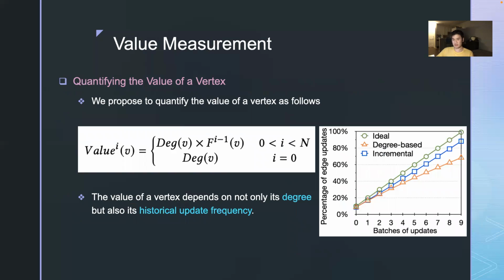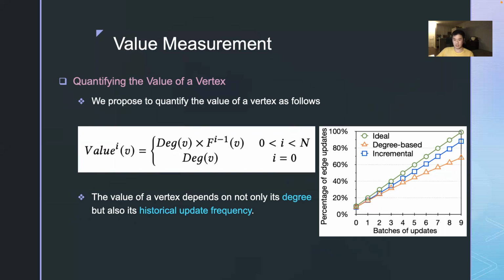The first thing is to locate this frequently accessed data. A direct approach is to predict using the vertex degree. However, as shown in the right figure, the accuracy gap between the degree-based approach and the ideal case becomes bigger as update batches are processed. To make precise predictions, we quantify the value of a vertex as depending on not only its degree, but also its historical update frequency.